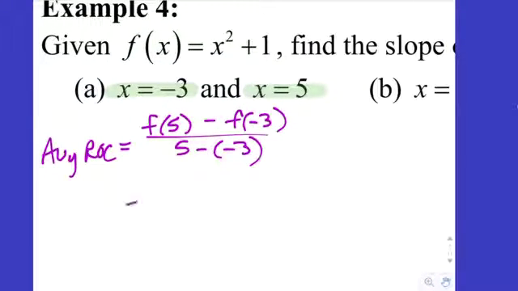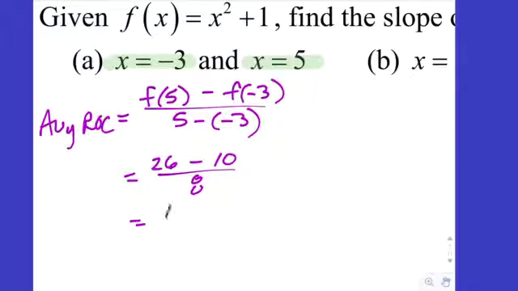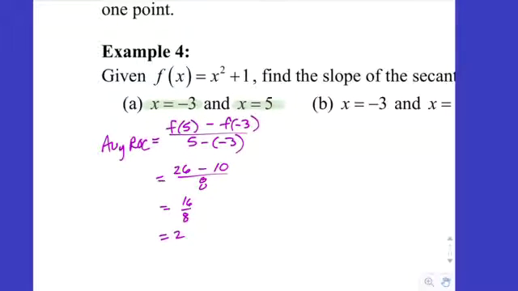All right, so if we plug in, we get 5 squared is 25 plus 1, that's 26, minus f of negative 3, you already found is 10, all over 8. So that becomes 16 over 8, which is 2. So that is the slope of the secant line. That's also the average rate of change. They're the exact same thing.